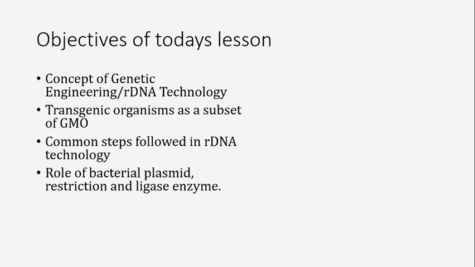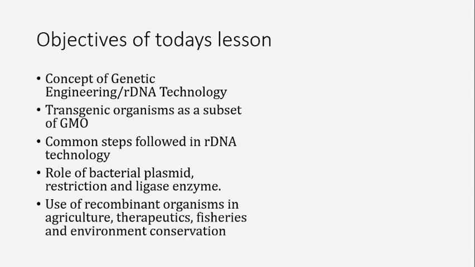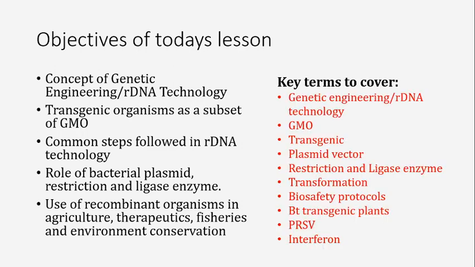And we have also learned the role of bacterial plasmid, restriction and ligase enzymes in genetic engineering, and we've also learned about the use of different recombinant organisms in agriculture for increased yield, or to make them pest-free, and also use in therapeutic purposes, fisheries, or environment conservation. And we've also learned different key terms: transgenic, GMO, plasmid vector, restriction ligase enzyme, transformation, biosafety protocols, BT transgenic plants, PRSV, and interferon.